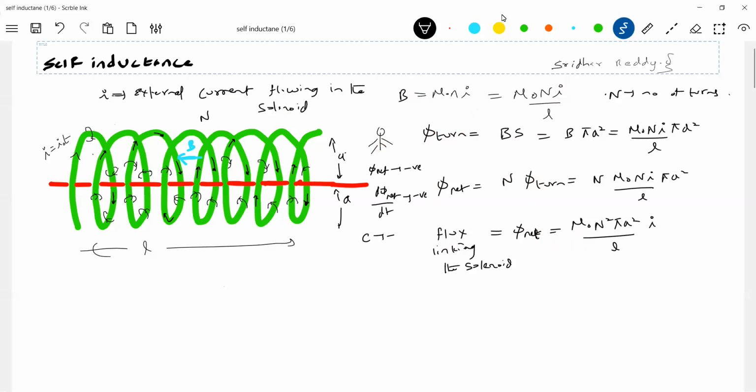EMF induced is negative. So tell me, will there be any induced current in the circuit? Yes, there will be an induced current. In what direction should it be? According to this observer, it is anti-clockwise. So anti-clockwise means I should bring an induced current in this way.